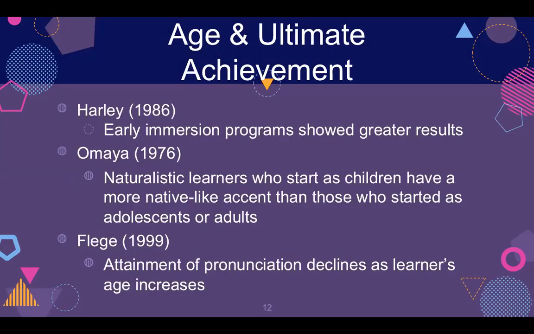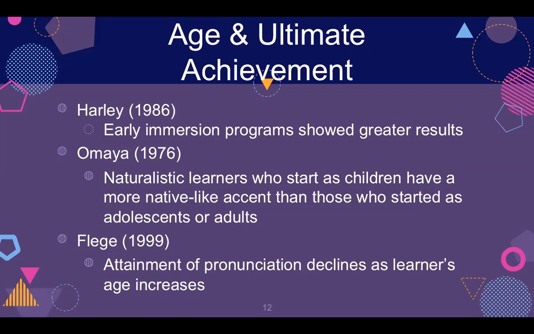Then considering age and ultimate achievement. We're not just looking at 2 people over the course of 1 year of their development to see who's achieving faster, because that was typically found to be adults or older adolescents. But if we're considering their ultimate achievement, Harley found that early immersion programs showed greater results. That also was argued because people were saying, well, the reason they have greater results is because they've had more time over time, right? If they start at 4 and they hit 50, they've had more time than somebody who didn't start until 15.